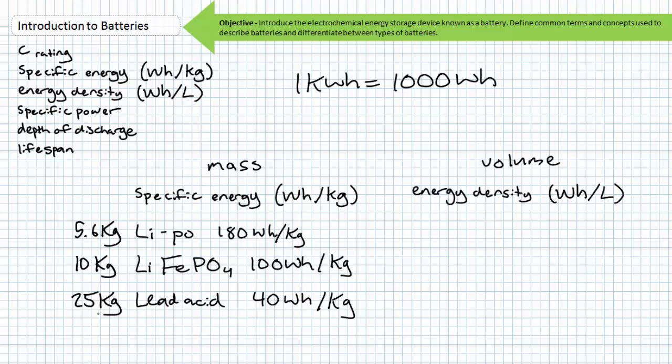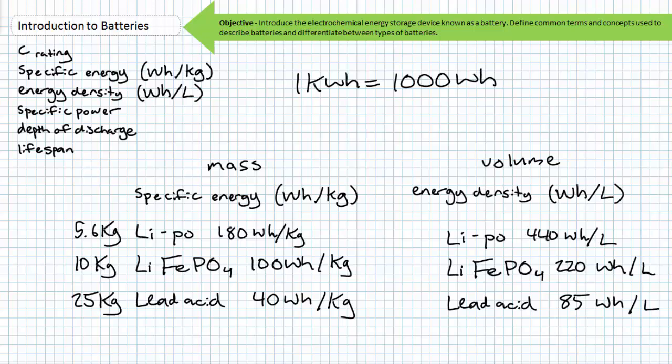If, however, your application is stationary and cost the primary concern, the clear choice is lead acid, because despite the comparatively poor specific energy, lead acid is known to be substantially cheaper than lithium polymer. In regards to volume, a lithium polymer cell might exhibit an energy density of approximately 440 watt-hours per liter, whereas a lithium iron phosphate cell might exhibit an energy density of approximately 220 watt-hours per liter, whereas a lead acid cell might exhibit an energy density of only approximately 85 watt-hours per liter.